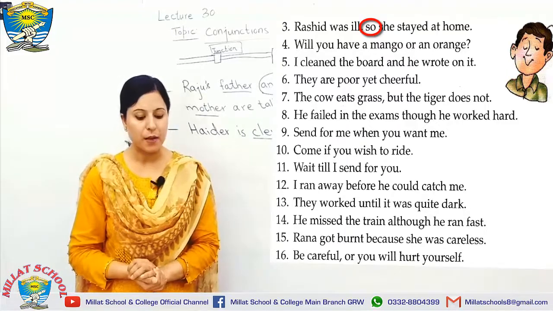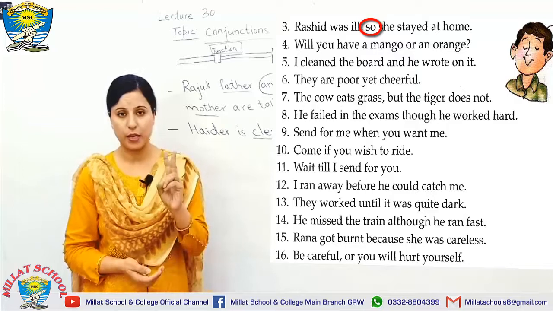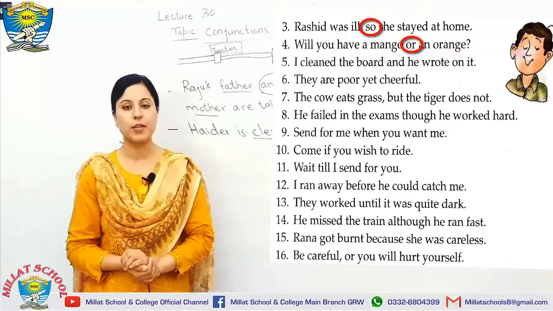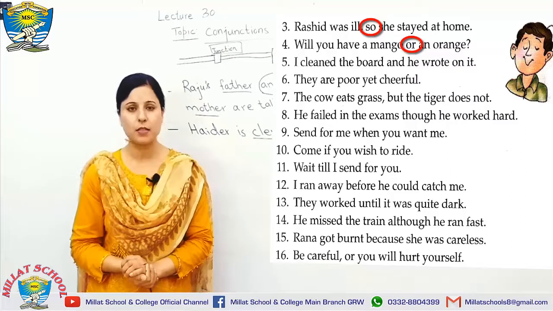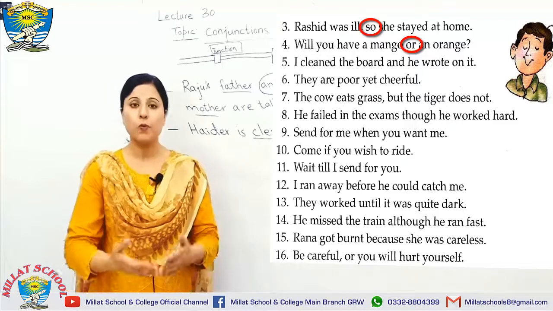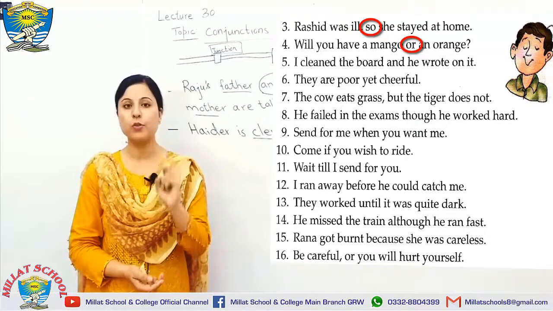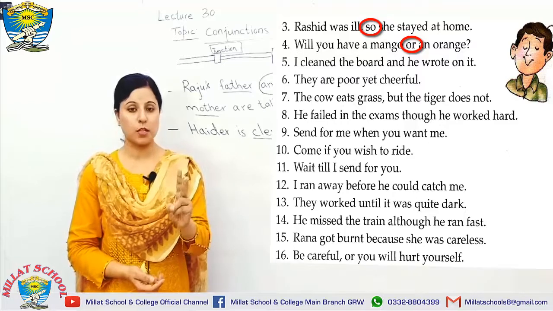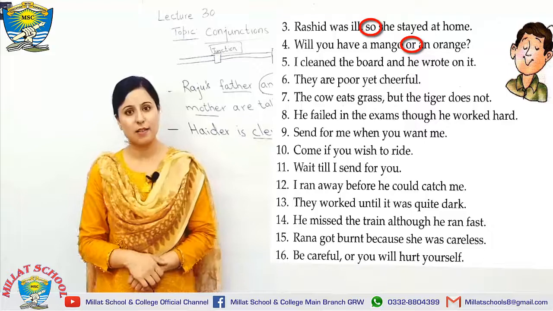Will you have a mango or an orange? When we're talking about a choice of two things, we use or. When we use different situations, we use so or but. When we are giving an answer to a question, when we are giving the reason, we use the conjunction because. When we are joining two pronouns or two nouns together, or two same situations, we use and. This is what they are asking you.